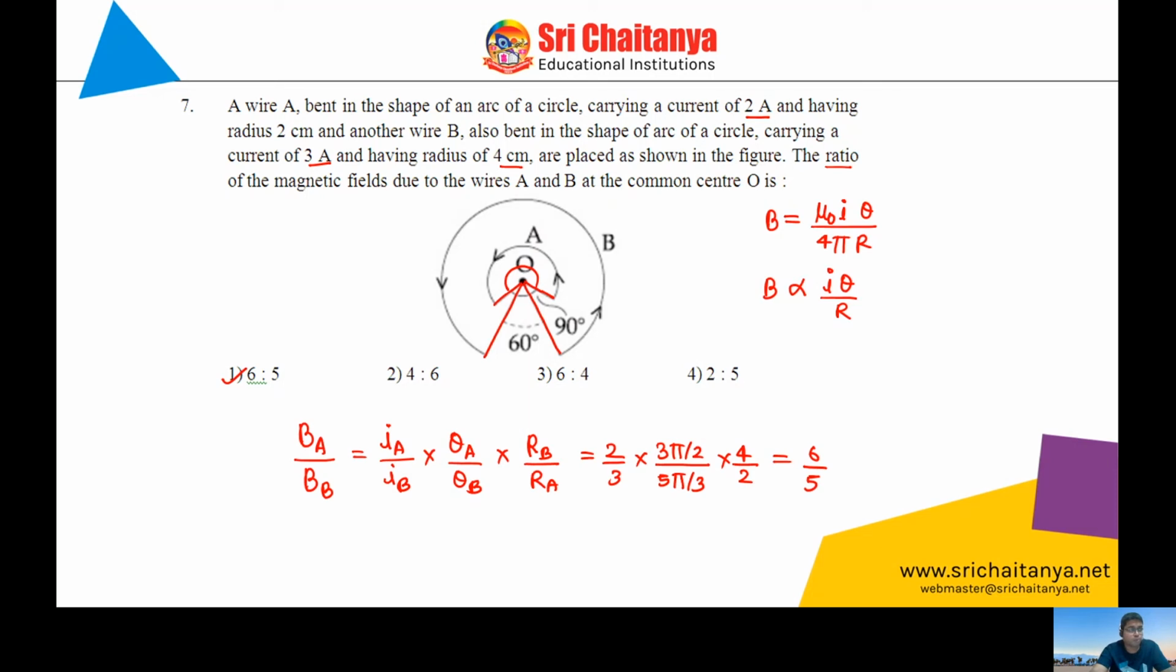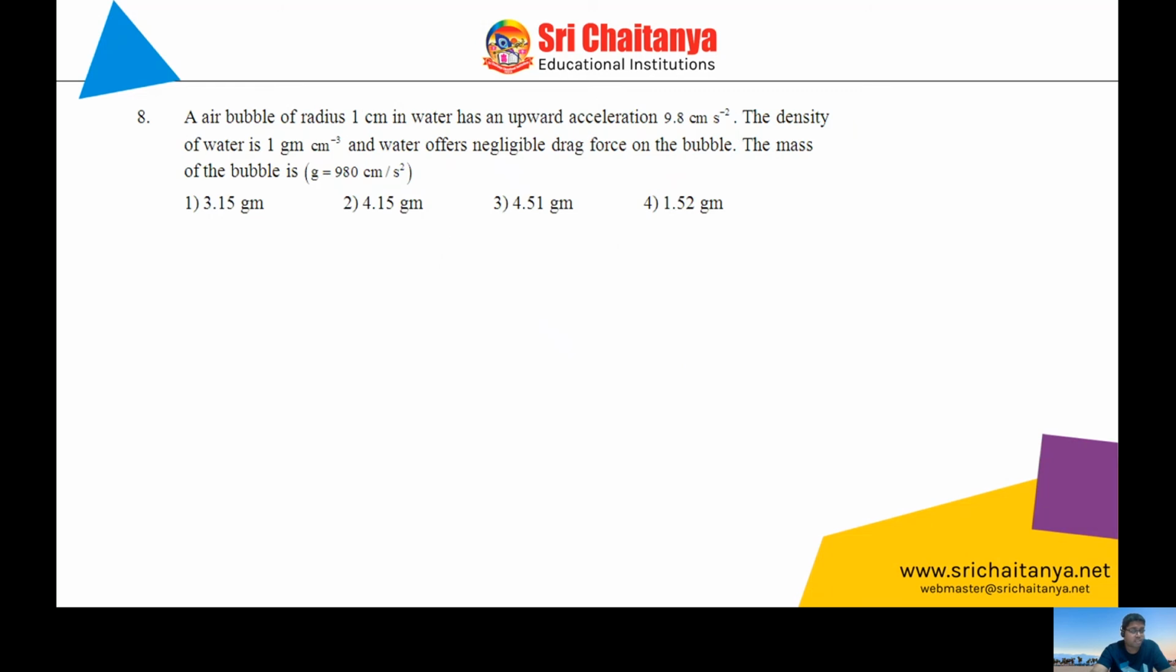Now let's move on to question number 8, which is again from the buoyancy chapter. An air bubble of radius 1 centimeter in water has an upward acceleration of 9.8 centimeter per second square. The density of water is 1 gram per centimeter cube and water offers negligible drag force on the bubble. The mass of the bubble is.